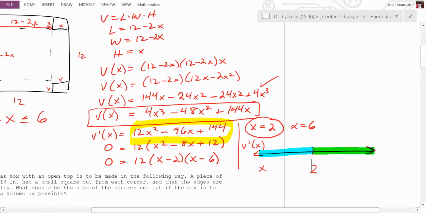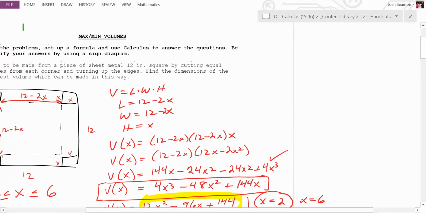Plug in, what's a good number to plug in? How about 1 and 3? Plug in 1 and 3. What do you end up with? 12 minus 96 plus, oh, it's going to be what? Positive. And then it's going to be negative. So it is indeed a what? Max. So then you actually have to answer the question, because the question is what are the dimensions, right?